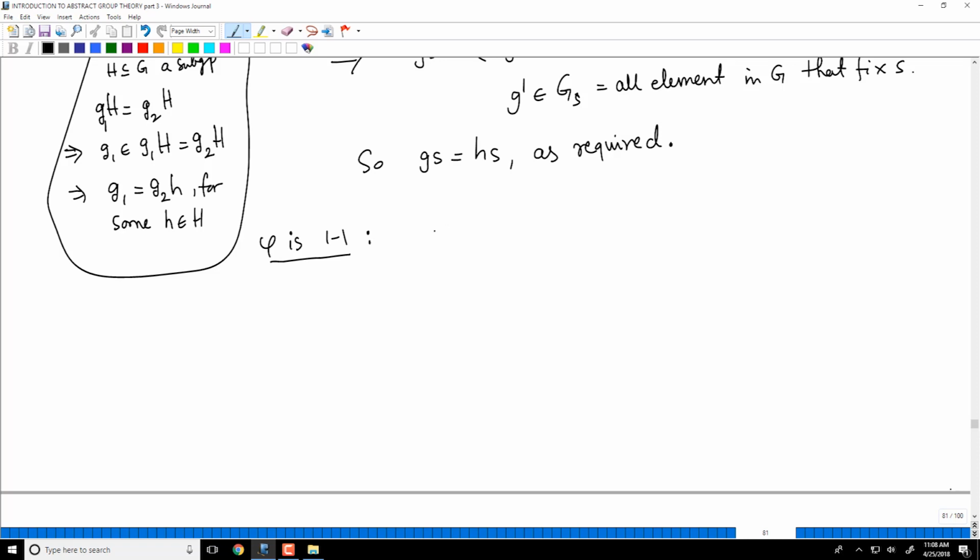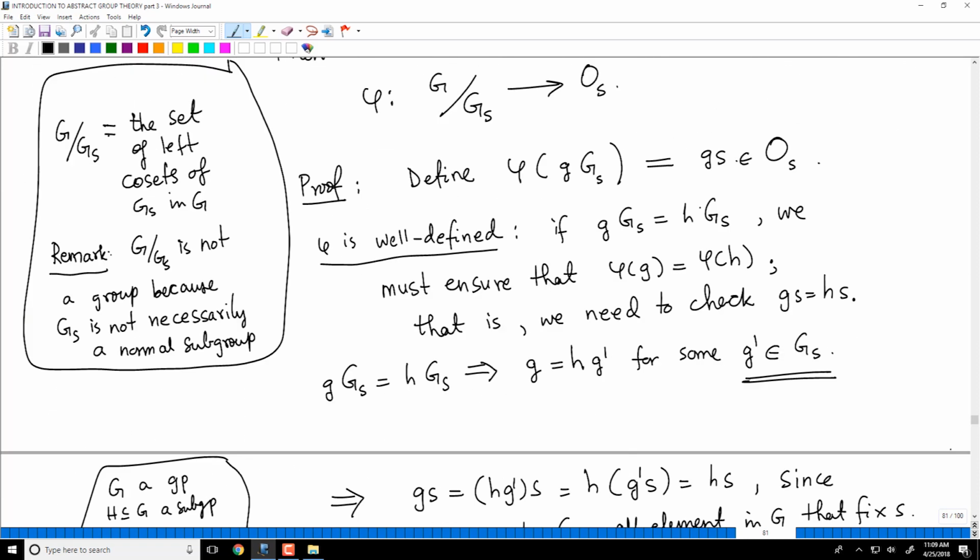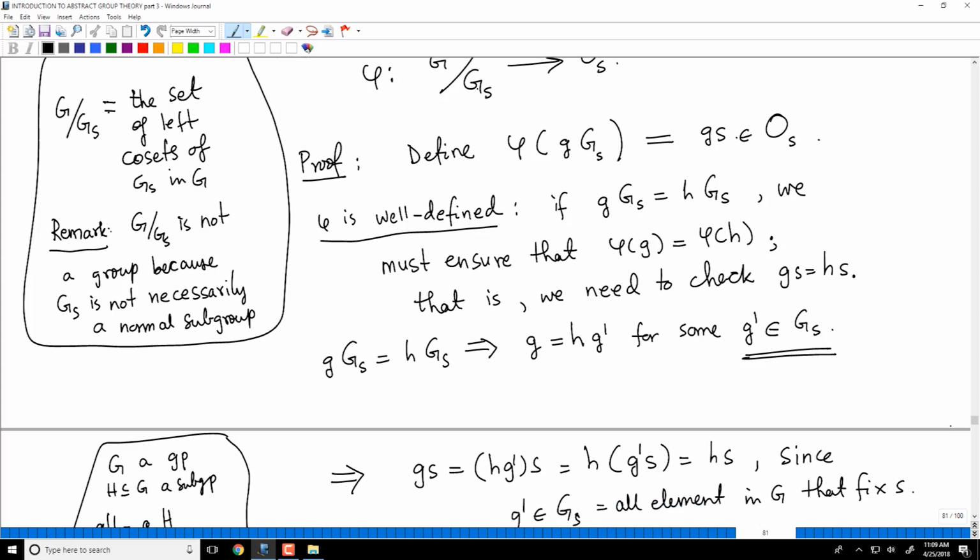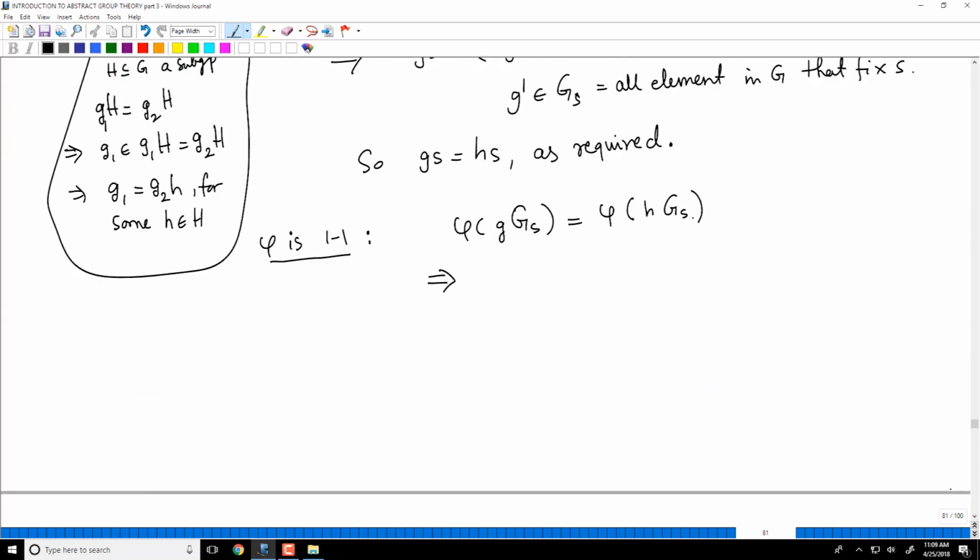What does this mean? One-one means if phi of gGS equals phi of hGS, suppose this happens, we want to conclude that gGS is equal to hGS. Let's work it out. Phi of gGS equals phi of hGS. I am taking two elements of the left hand side domain, which is G mod GS. So I am taking two elements gGS and hGS.